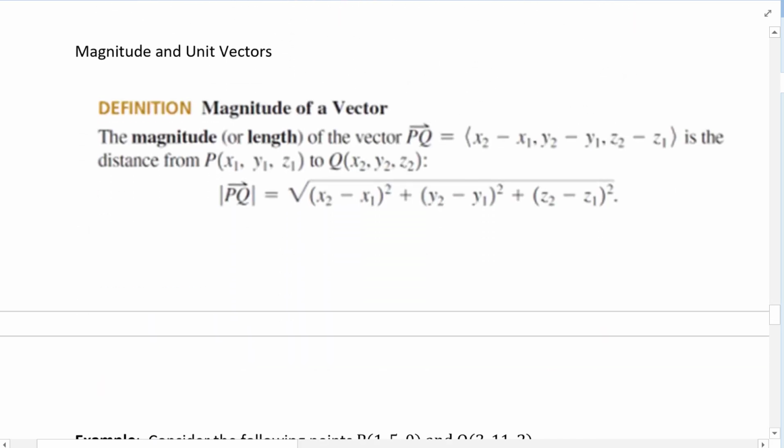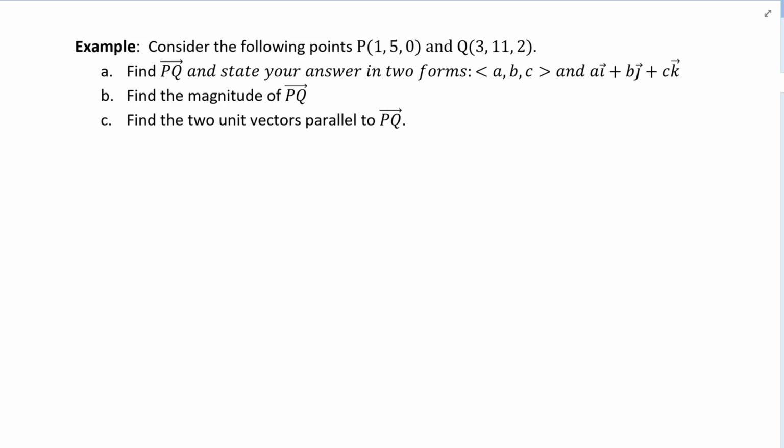Magnitude and unit vectors. Now we are in 3D, but the same thing that we learned in 2D applies. If you have P of coordinates x1, y1, z1, and Q of x2, y2, z2, PQ is x2 minus x1, y2 minus y1, z2 minus z1, and to find the magnitude or the length, we use the distance formula, square root of x2 minus x1 squared plus y2 minus y1 squared plus z2 minus z1 squared. So let's solve a problem.